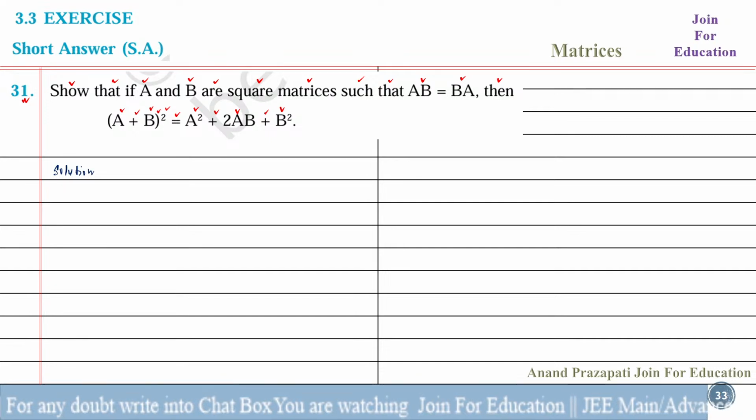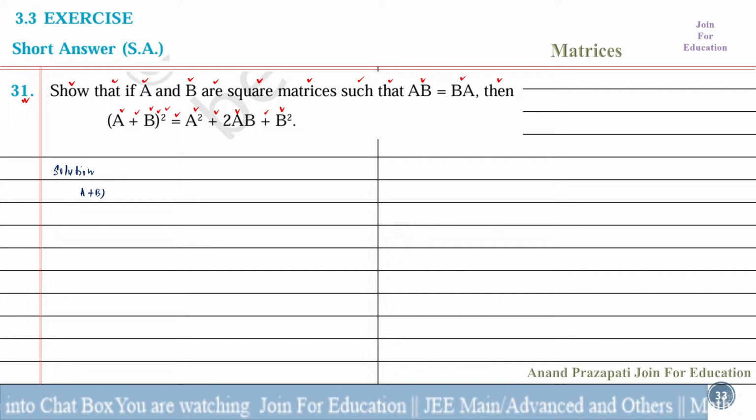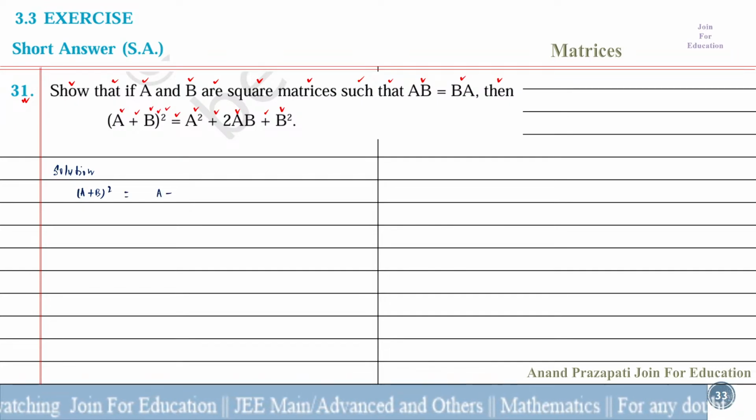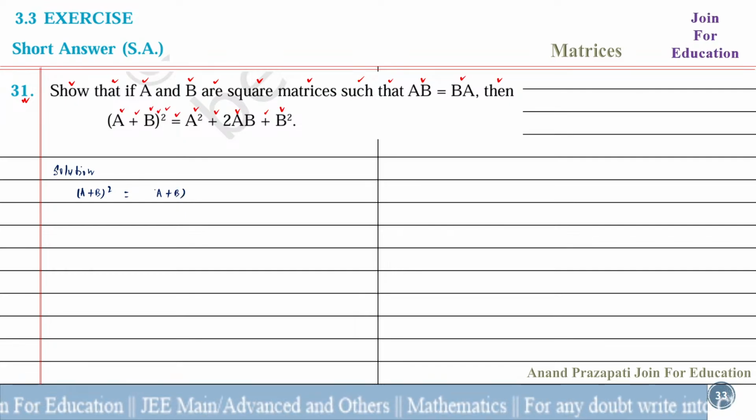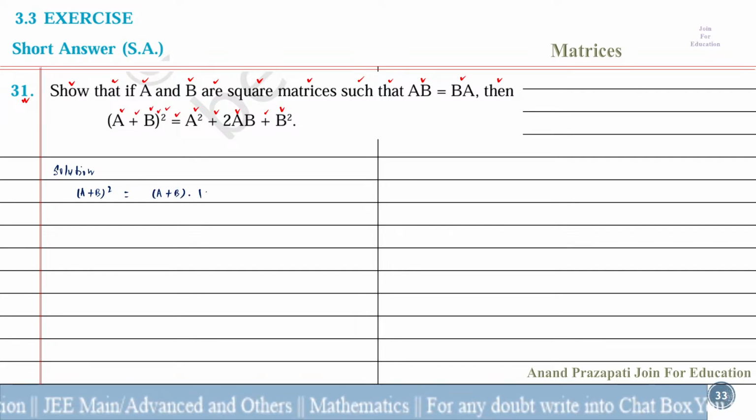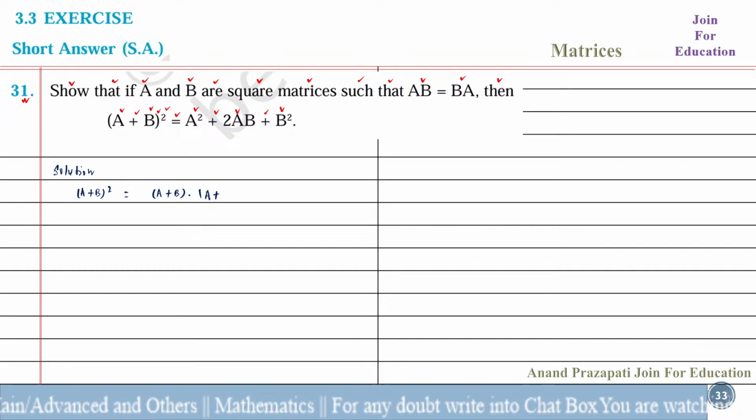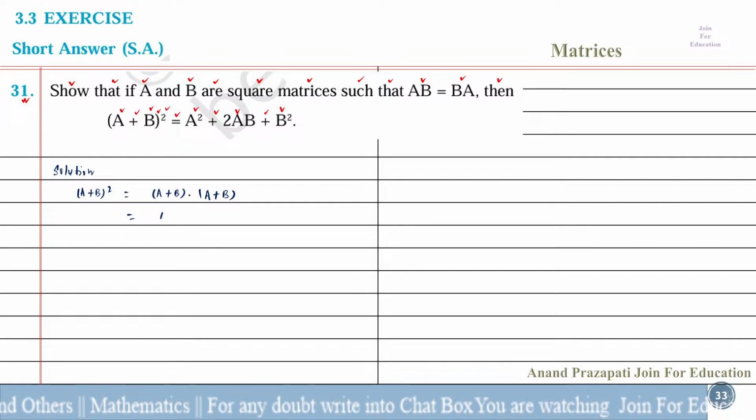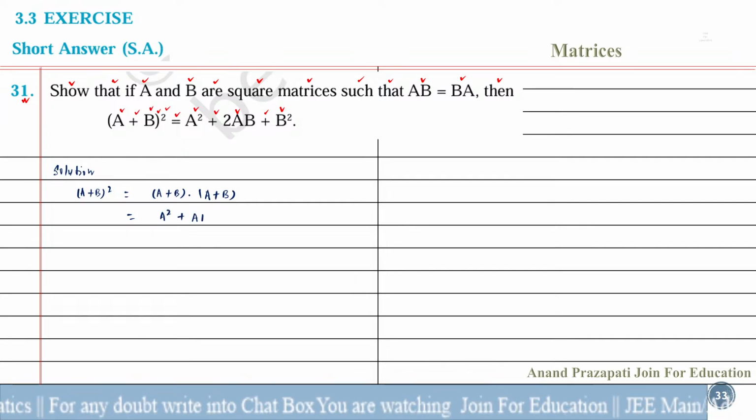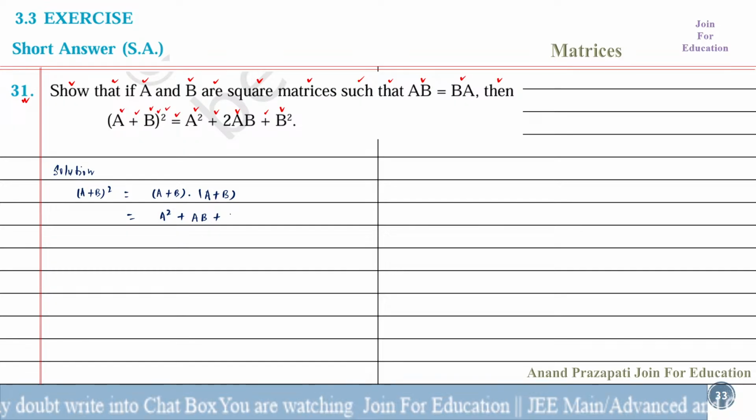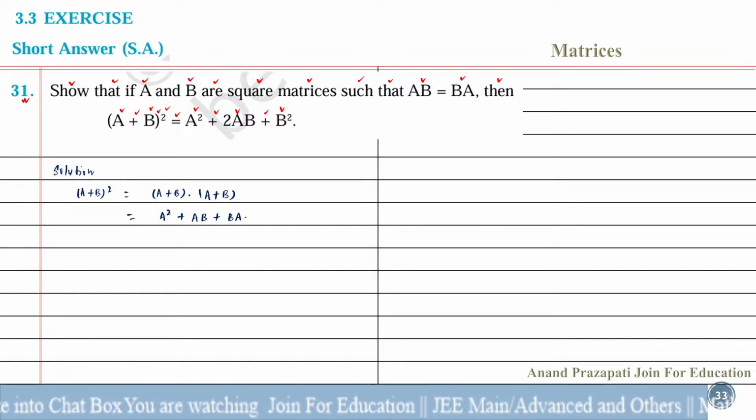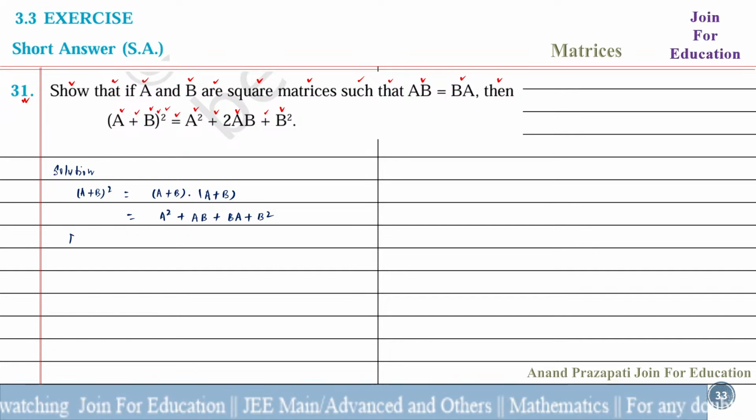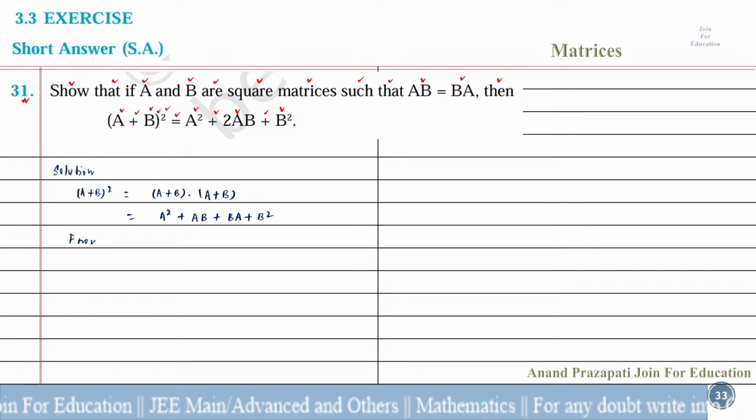(A plus B) whole square equal to (A plus B) into (A plus B) equal to A square plus AB plus BA plus B square.